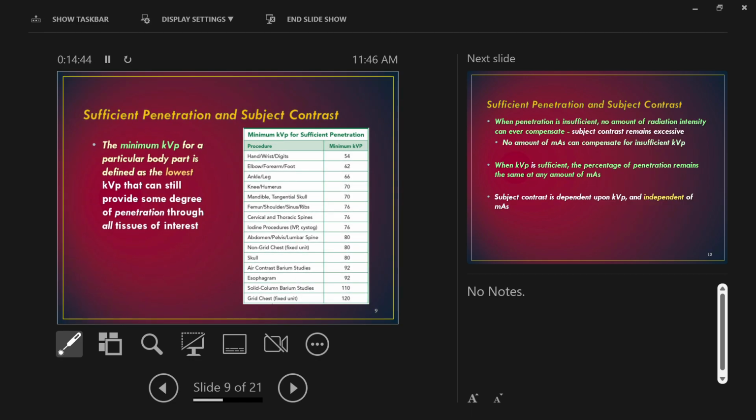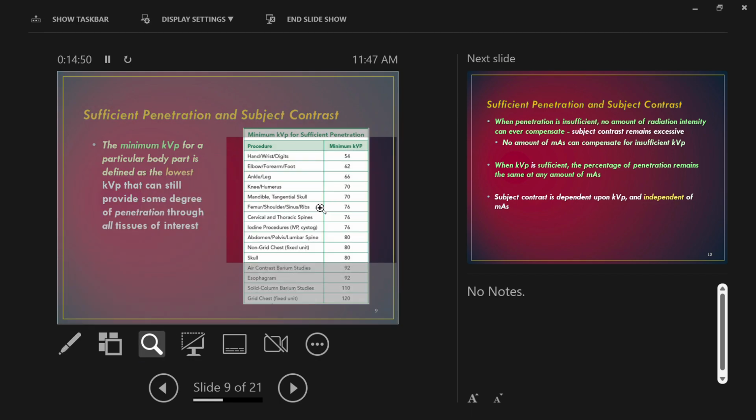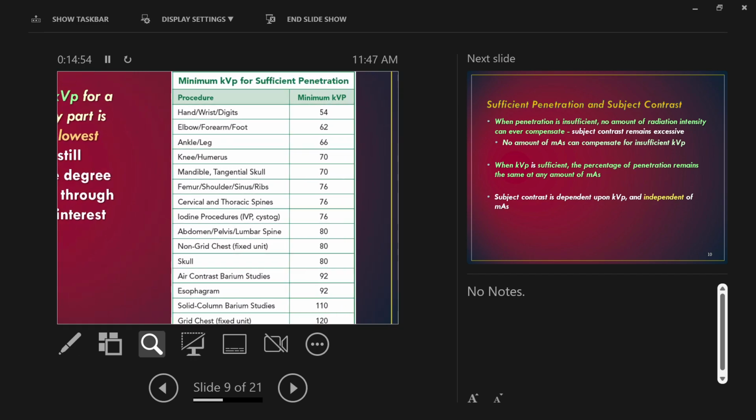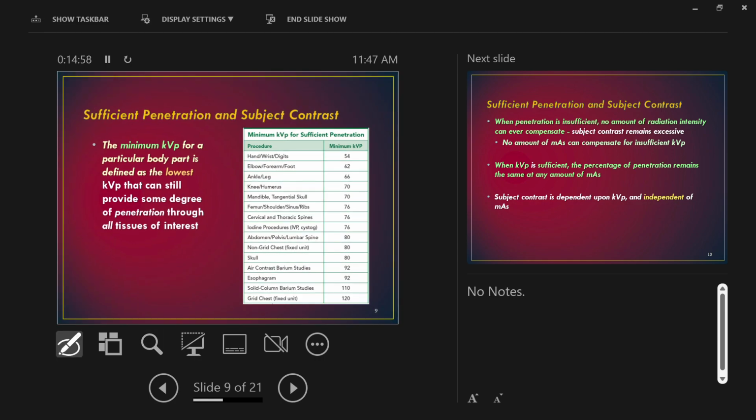Here we are, minimum kV for body parts, okay? This is the minimum necessary for body parts. I bet you have this right in your textbook. Let's take a look at what they look like. Oh, I can't zoom in. That's dumb.